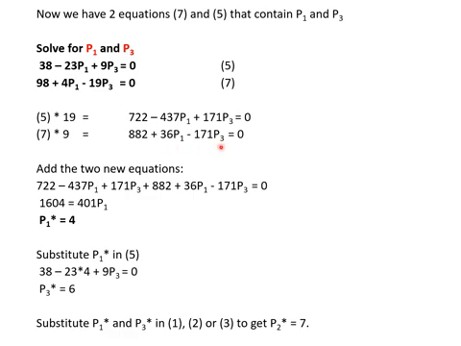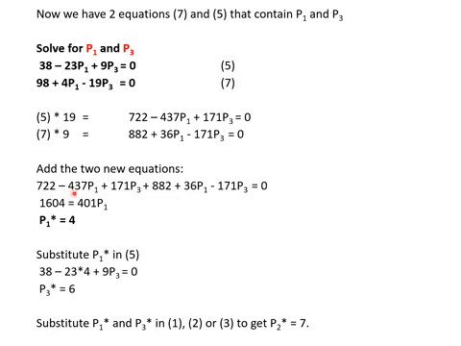And most importantly, we can see now that the coefficient values for P3, these are the same, and we can add these two equations together. So we add this equation here to this one here, and what we end up with is plus 171P3 minus 171P3, which is now eliminating P3, and we end up with an equation that only has P1.